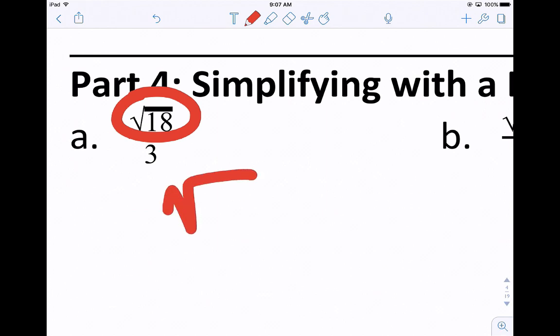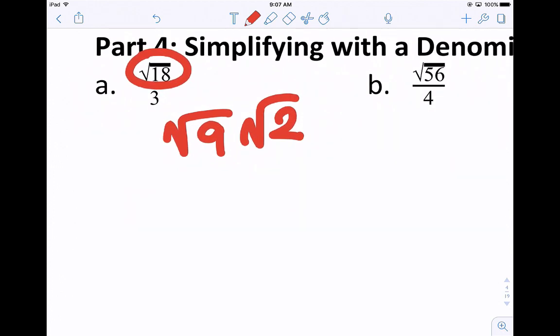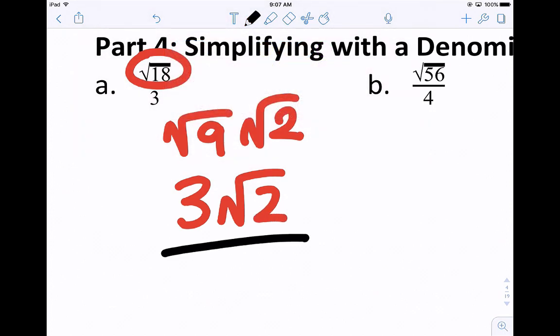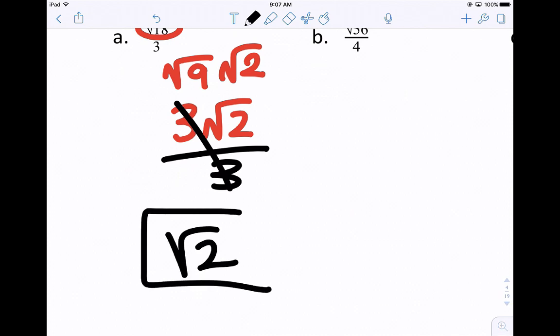All right, biggest number you can divide 18 by is 9. So this is square root of 9, square root of 2, because 9 times 2 is 18. This is 3 square root of 2. But now stick that number back down at the bottom and simplify 3 divided by 3. Well, that's a 1. So our answer is square root of 2.